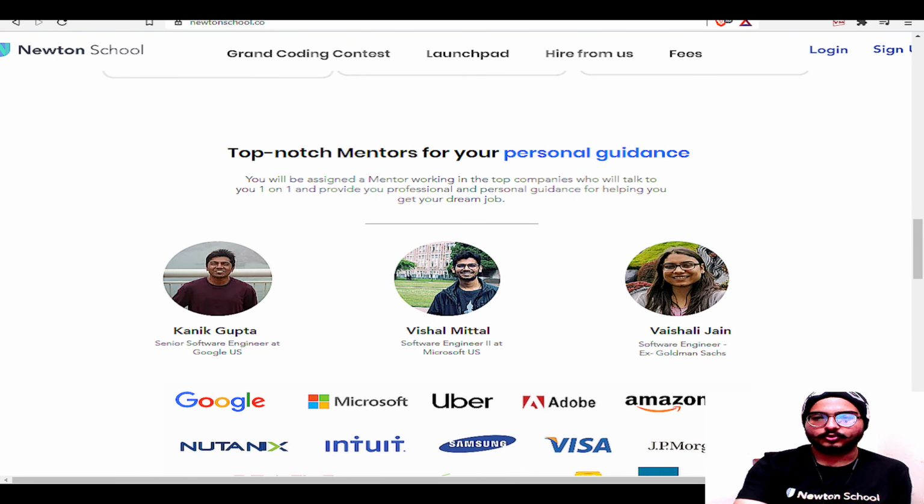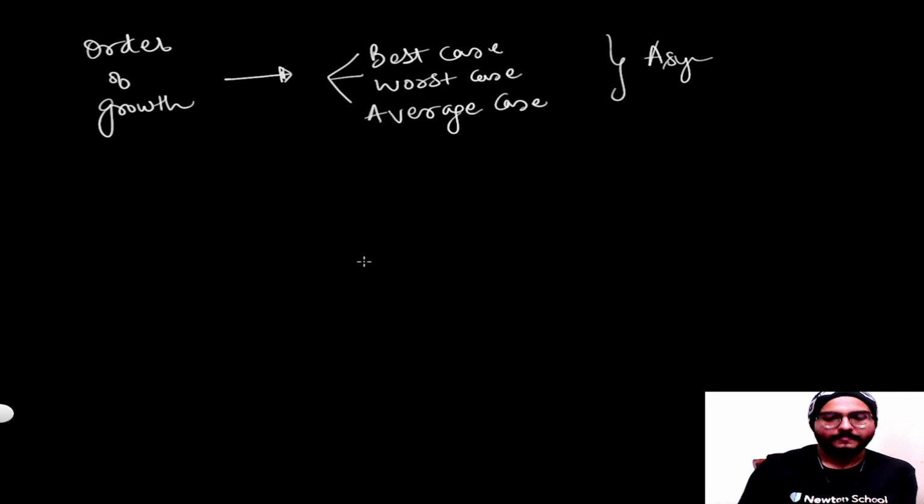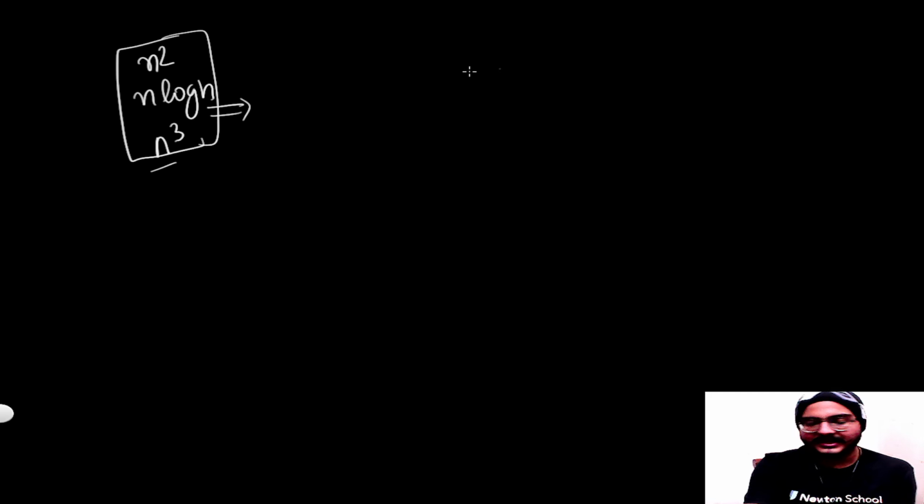Okay, so let's dive into the lecture right now. First of all, we have seen the order of growth. Order of growth was like n square, n log n, right? We discussed this in the previous part of the video. Now let me discuss something interesting with you.